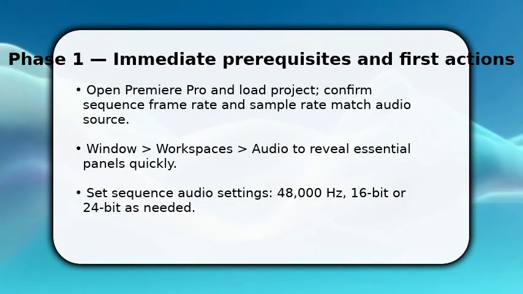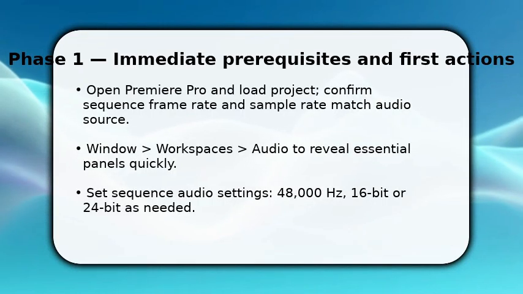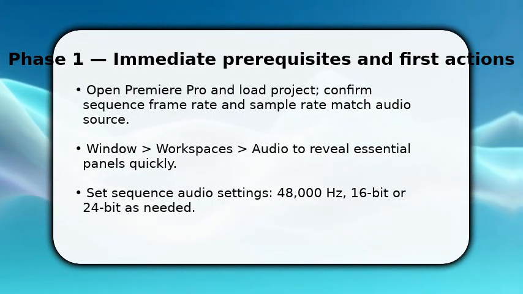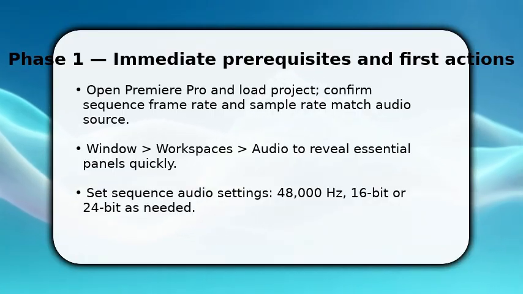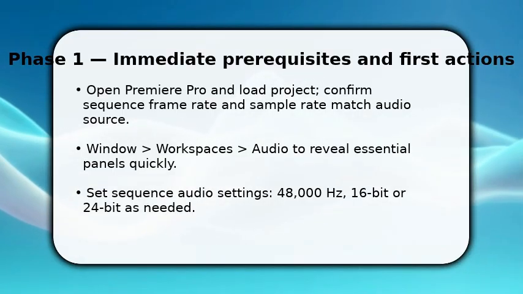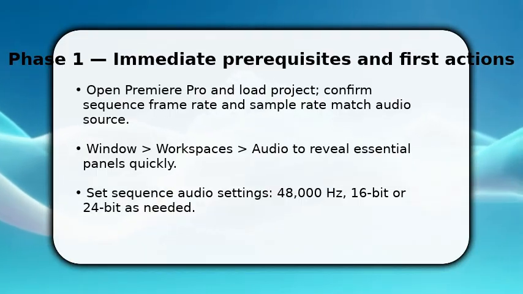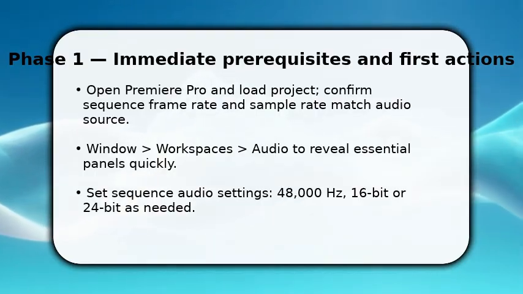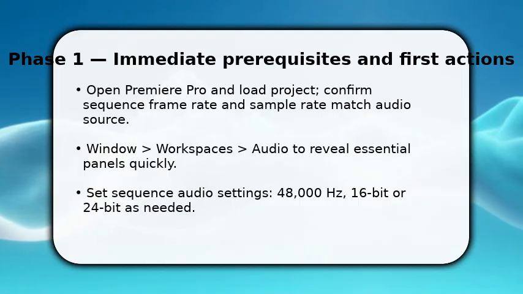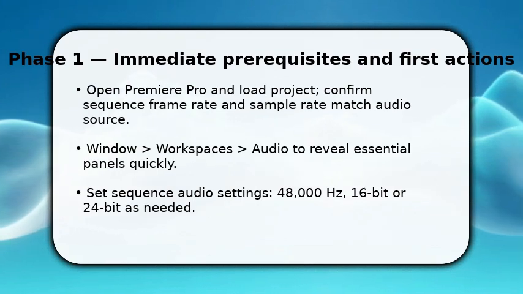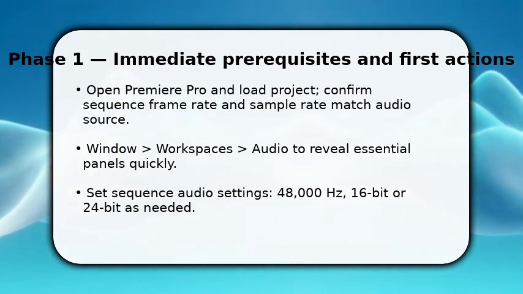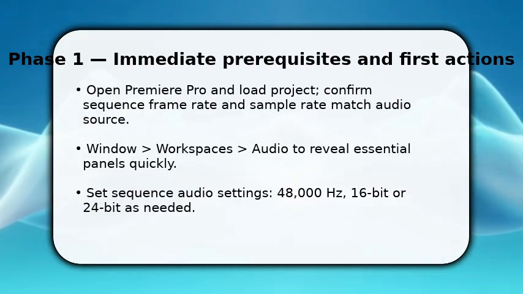You start by opening your project and jumping straight to the sequence settings so your audio base is correct. In the Sequence menu, choose Sequence Settings and set sample rate to 48,000 Hz and bit depth to 16 or 24 depending on your files. Once done, switch to the Audio workspace from Window, Workspaces, Audio to expose the Essential Sound and Audio Track Mixer panels. Make sure clips are imported into matching sample rate sequences. Otherwise, you'll get resampling artifacts that complicate mixing later.